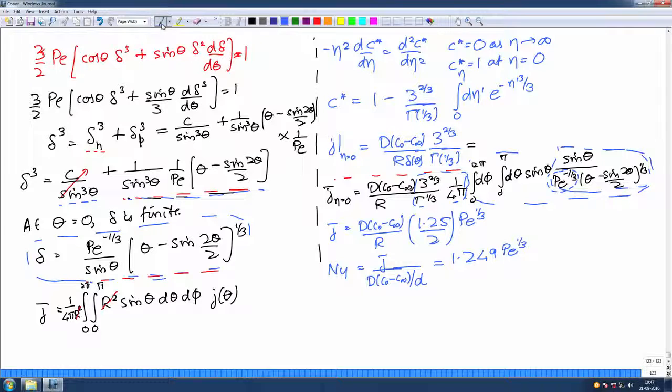So, I have got the boundary layer thickness for you, calculated the flux locally at each angle theta, calculated the average flux, and from that I have managed to get an expression for the Nusselt number for the flow around a spherical particle. I will continue this in the next lecture for other configurations.